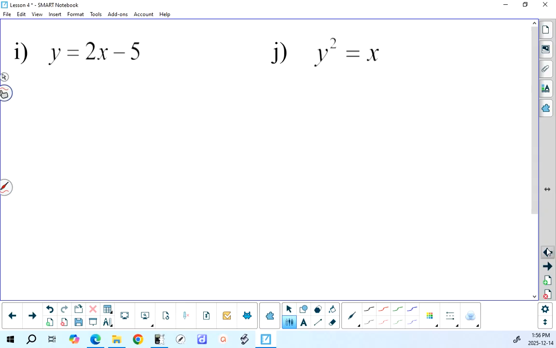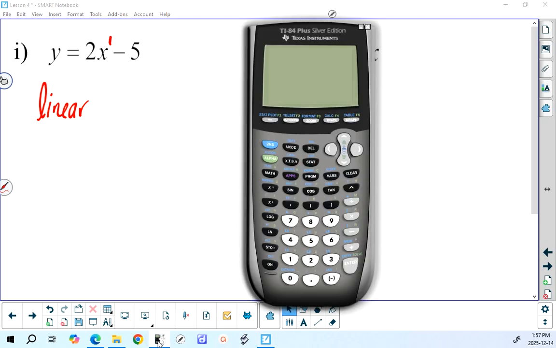One of the things we learned a couple of lessons ago is that if you have a degree 1, which we do here in I, the degree is the exponent on the x variable, that this is linear. So this will be a linear graph. We can even graph it if we want. We're getting a little bit more practice using our graphing calculator.